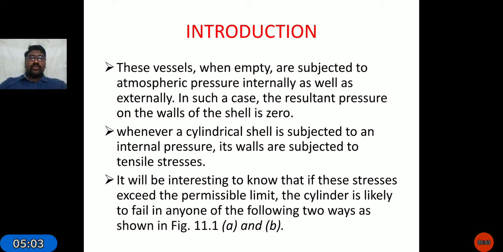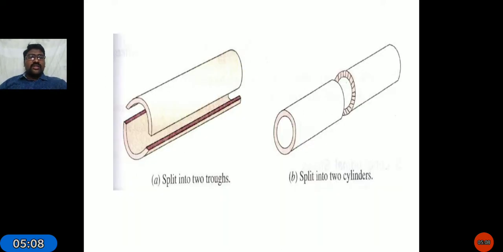These two ways of splitting can be seen in this diagram. In the first case, the cylinder may split into two halves along its length, due to the circumferential stress developed in the material. In the second case, observed here, two cylinders may be formed due to the longitudinal stress at the end portion of the cylinder. Observe here how the stresses are formed so that the cylinder may split into two halves.